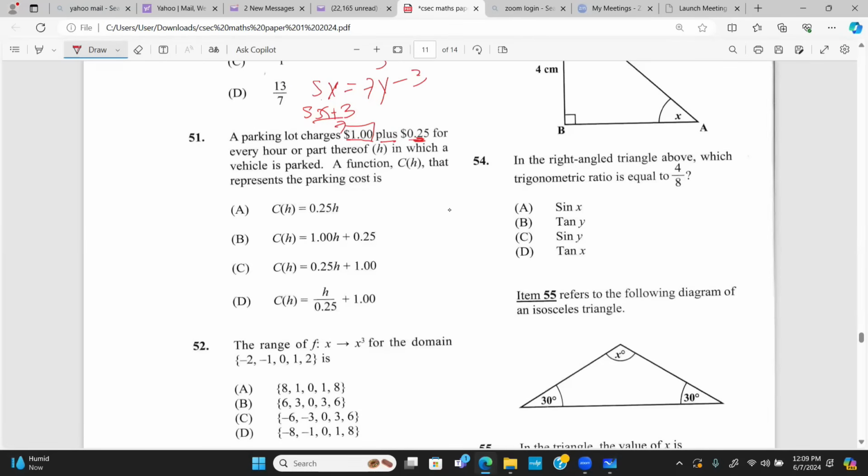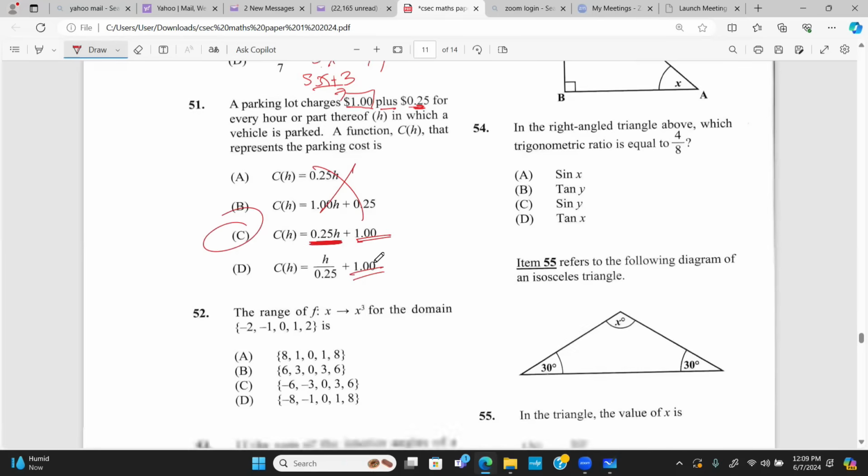So these are out. You're looking for a constant of $1, which is there. So it's going to be this, with 0.25 per hour right here. That's it, right?